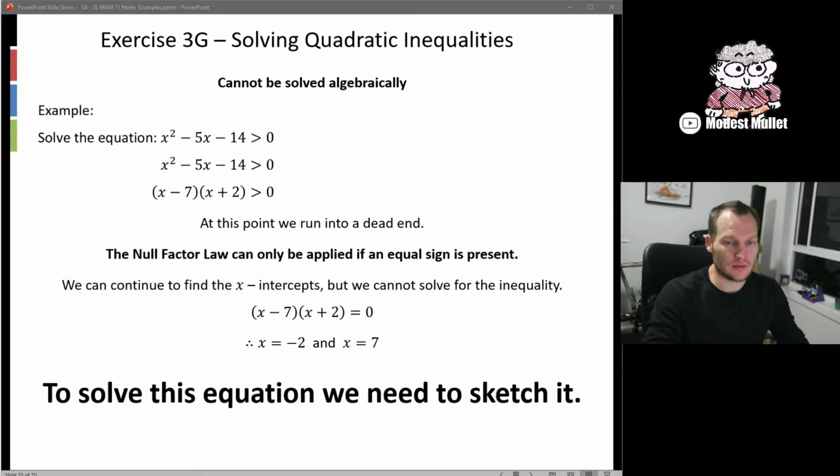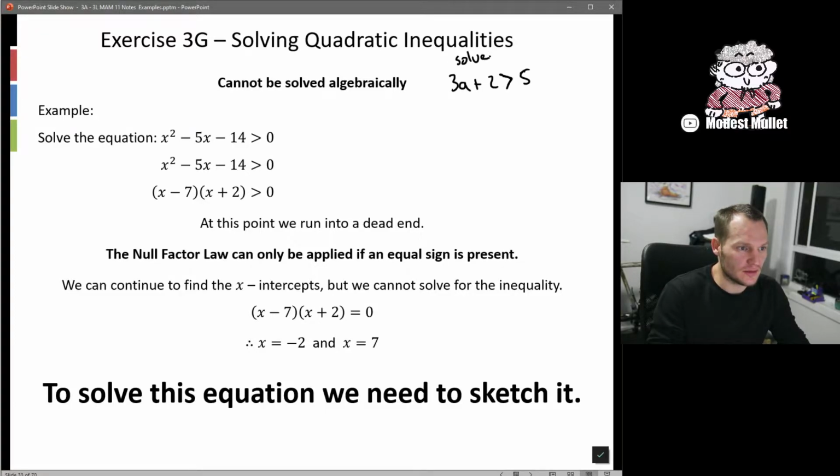So, quadratic inequalities. I'm going to start first. Let's think about what a regular inequality, a linear inequality, looks like. We might have something like 3a plus 2 is greater than 5. Now, if we're asked to solve any inequality, we're asking what values of, in this case, a, make this true.